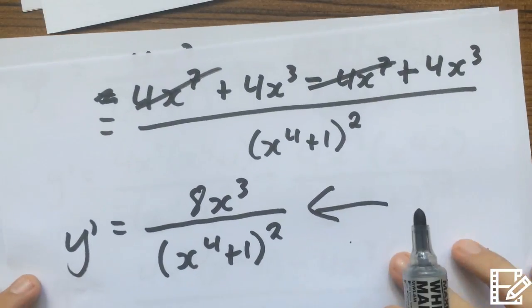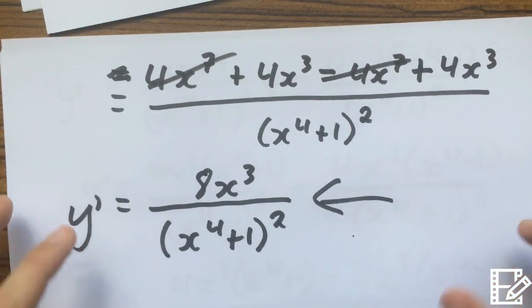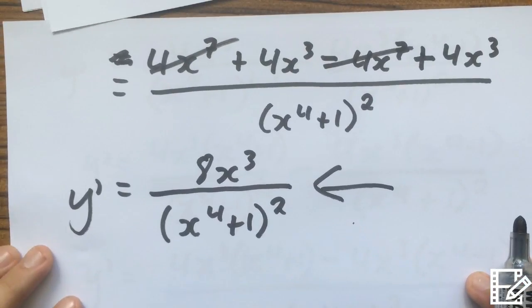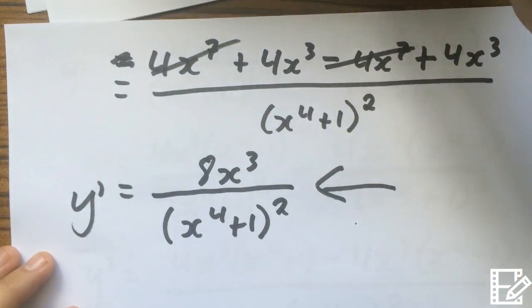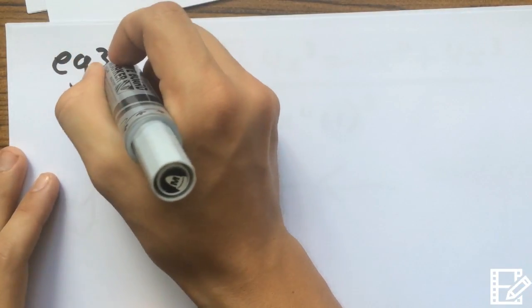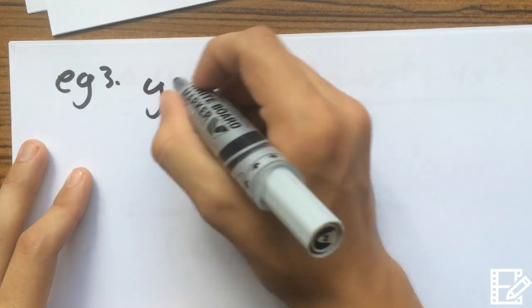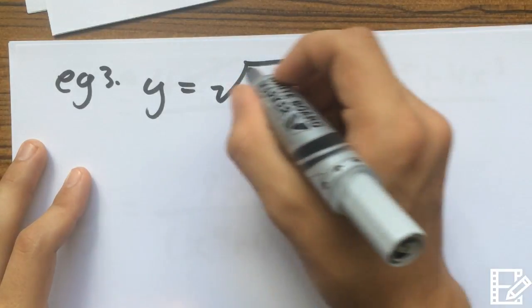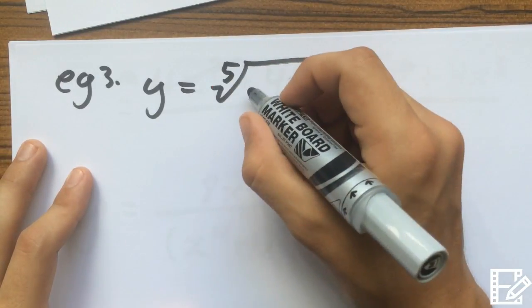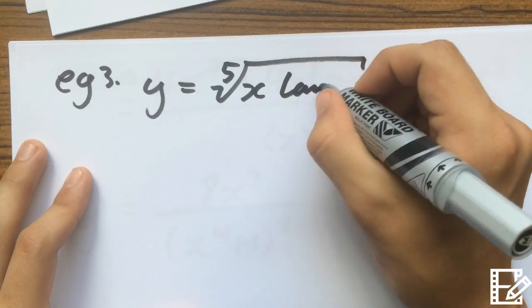Okay. And that is the derivative of x to the power of 4 minus 1 over x to the power of 4 plus 1. Now I'm going to finish with the third example. Y equals the fifth root of x multiplied by tan x.